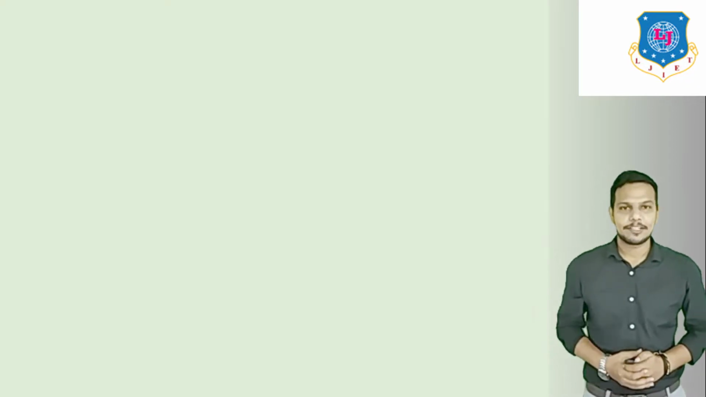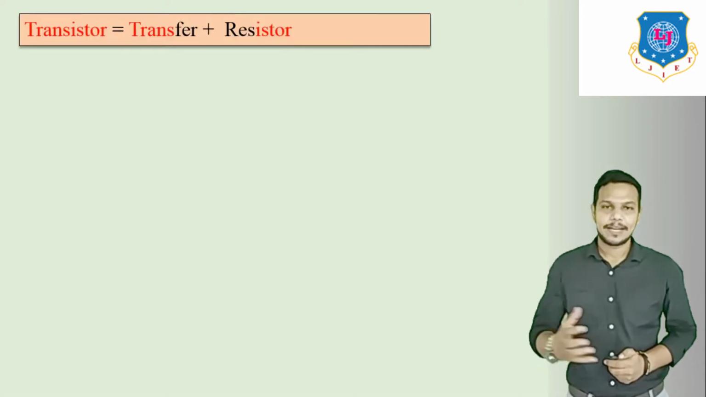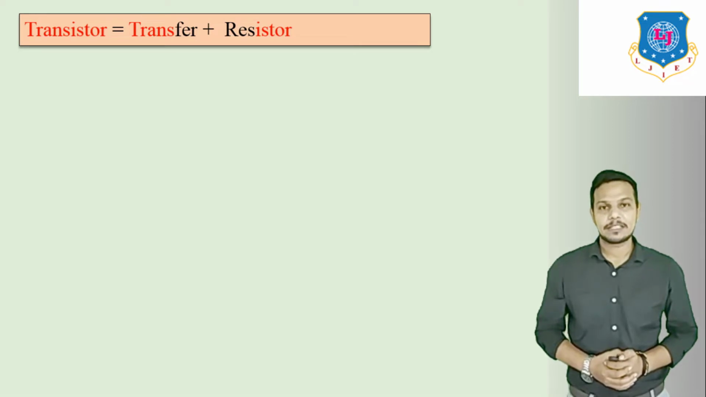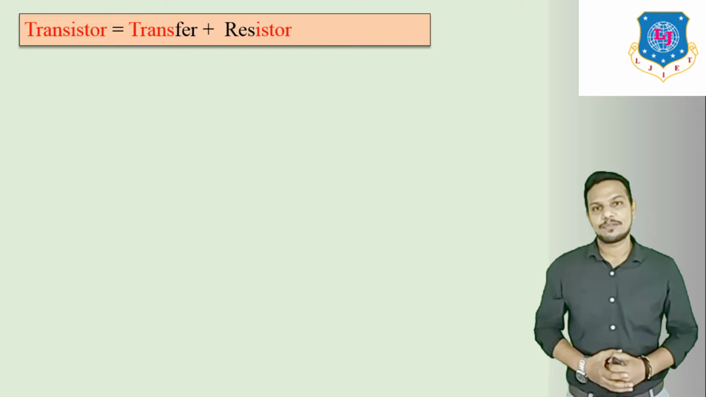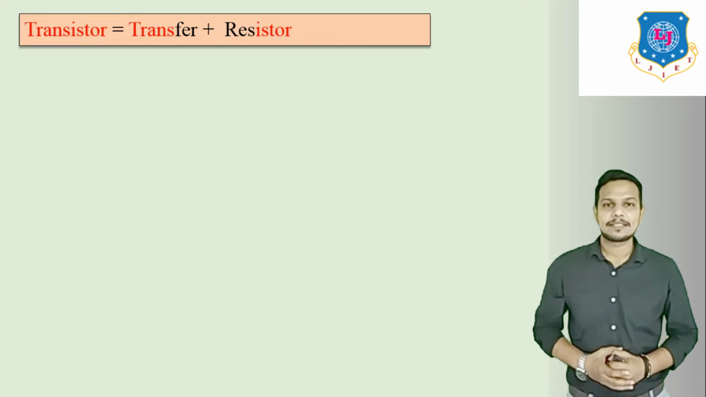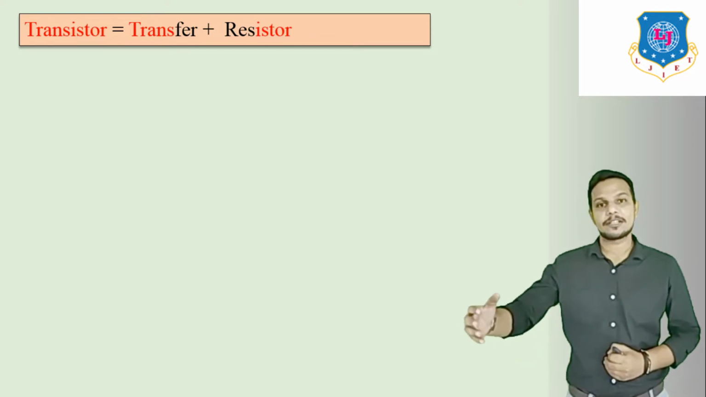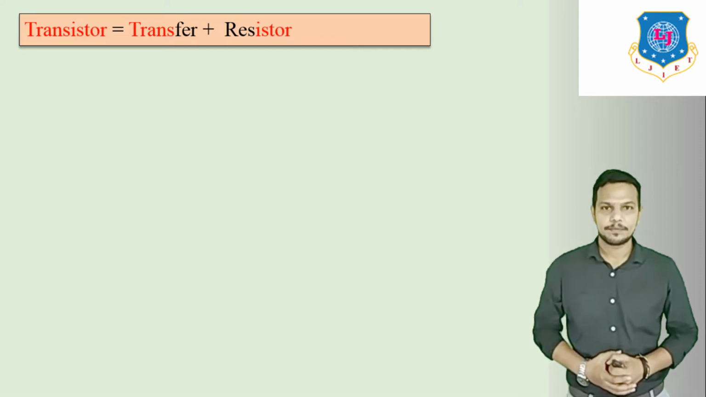Why is it known as a transistor? The word transistor is built from two words: one is transfer and another one is resistor. That means here, from input to output, the resistance will be transferred. That's why it is known as transfer plus resistance, and becomes transistor.